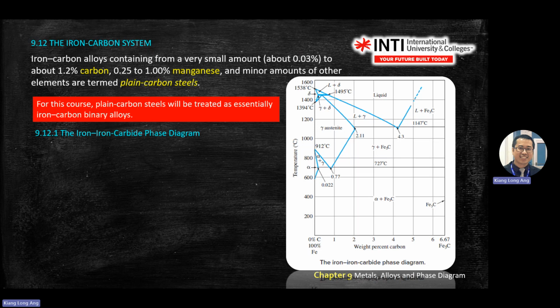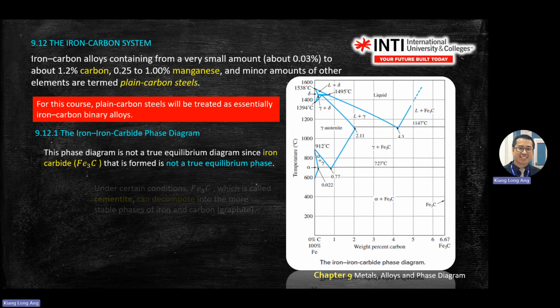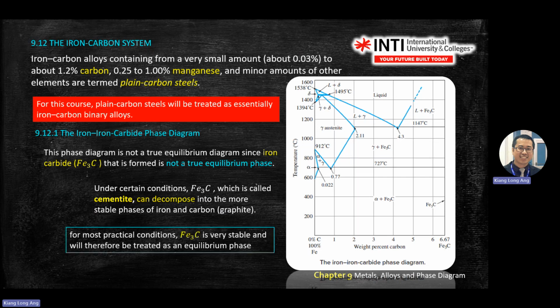This is the carbon percentage. So iron carbide is Fe3C. It's not a true equilibrium phase. Sometimes chemists call Fe3C cementite. And Fe3C cementite is very stable. Because its form is very stable, we treat it as an equilibrium.